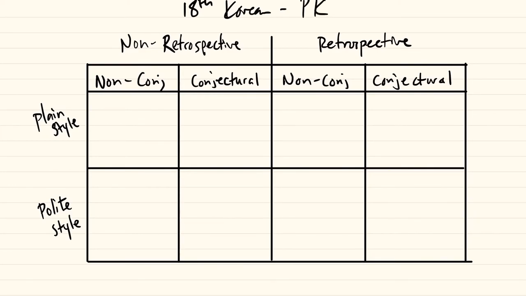Non-retrospective means it's not looking back, so it's kind of the present or the future. And this is the retrospective, which is looking back on a certain event. And in that, it's further divided into non-conjectural, like a statement, and also conjectural, which is either something that could happen or will happen.